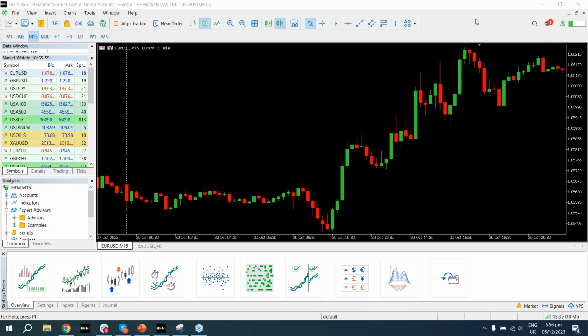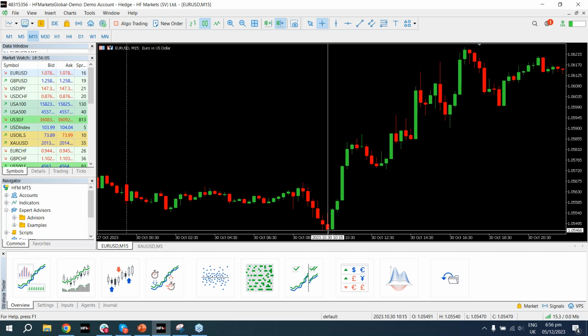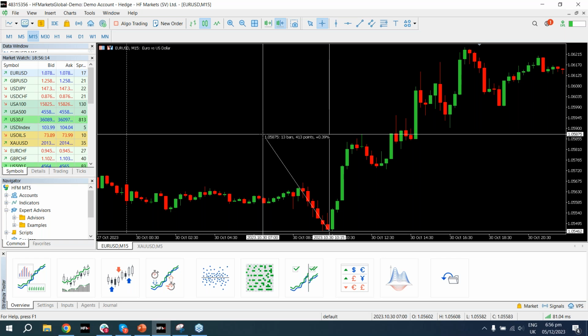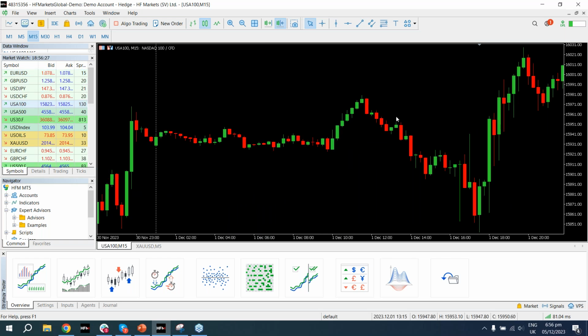Yes, okay. So this is the cross tool. So let's say I want to measure the retracement, the impulse wave in the direction of the upward trend. So I'm going to the low and I go to the high, which is the high here. So in terms of percentage, it's 0.39. It's 413 points, which is 41 pips. Let's change the asset. You can look at another impulse wave.